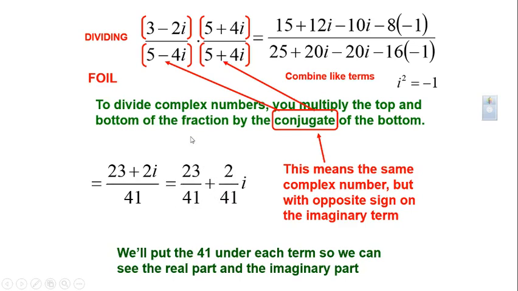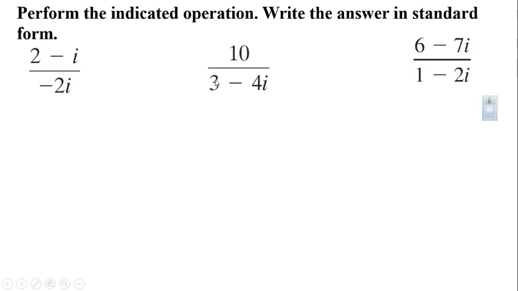So the only real deal here is to remember to multiply the numerator and denominator by the conjugate of the denominator. And then you can proceed as usual and simplify. Let's do a few examples here, and then that will be the end of our lesson.